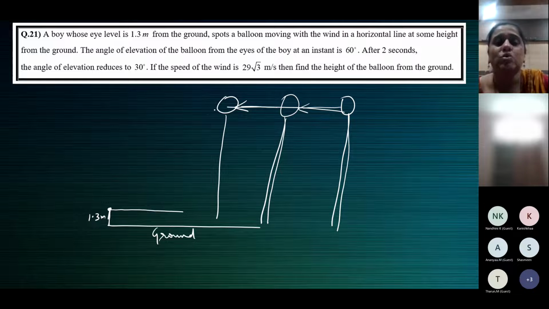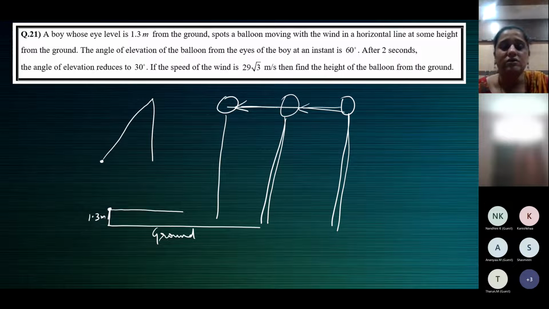Imagine you're standing near the foot of a tower. To look at the top of the tower, say the angle of elevation is 60 degrees. Now, if you move closer to the tower, you have to take more effort to look at the top. You'll have to raise your head still higher, so the elevation will increase.